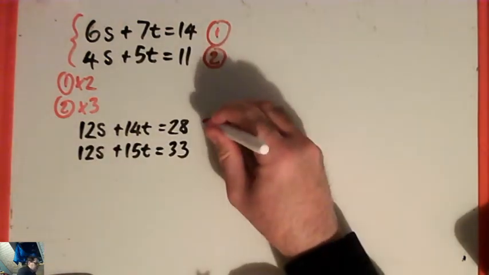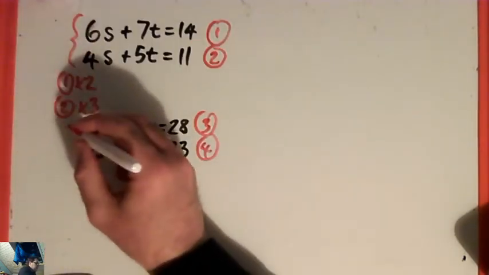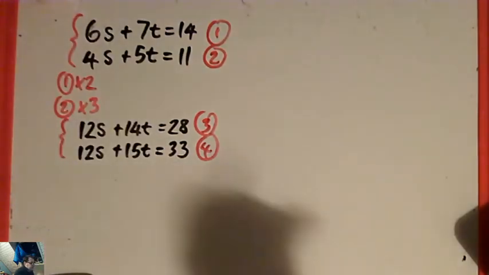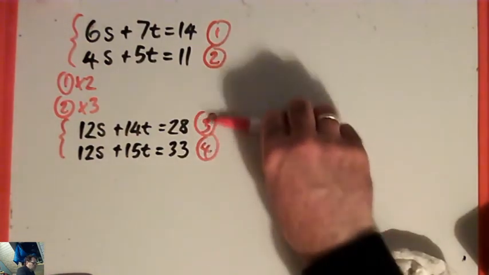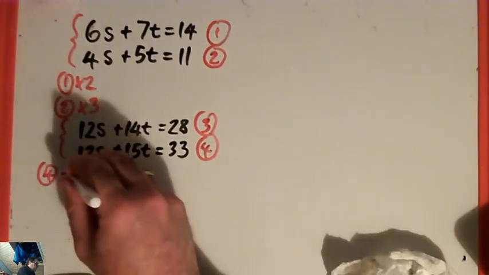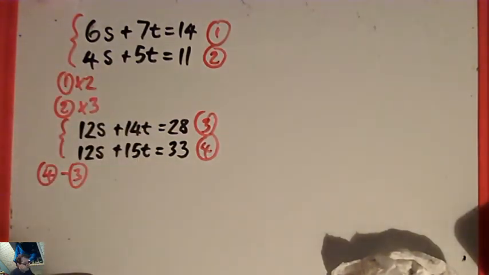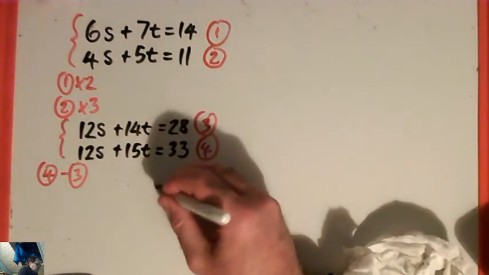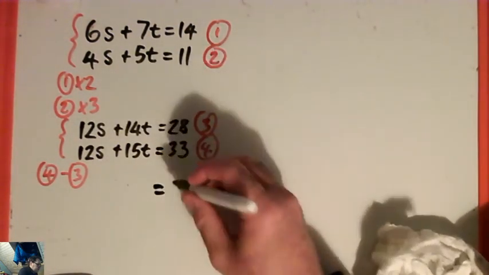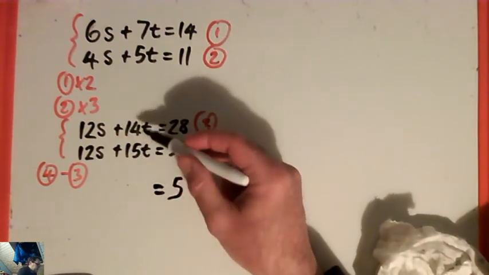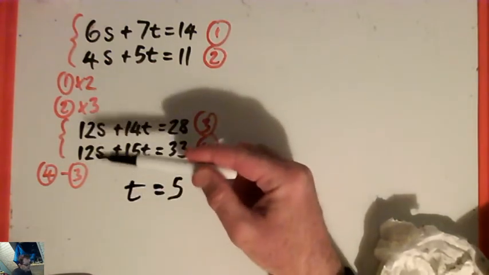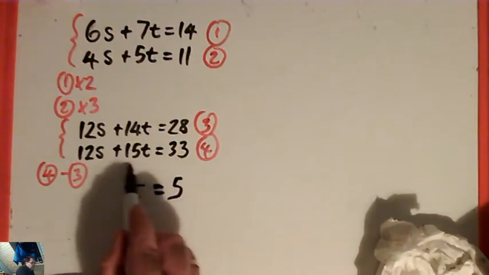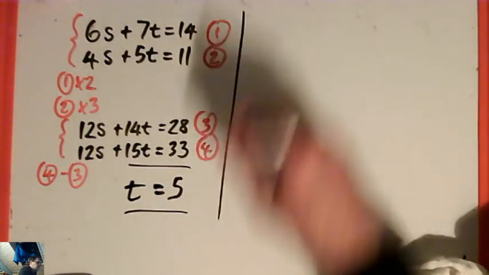So I'm going to label those as 3 and 4, and having made the s's the same, I can now eliminate the s's by doing whole equations subtracted from each other. I'm going to do 4 minus 3, equation 4 take away equation 3, because I notice I've got more t's in 4 than in 3. So 33 take away 28 is 5. 15t take away 14t is just 1t on its own, t. And the s's disappear. So t equals 5.